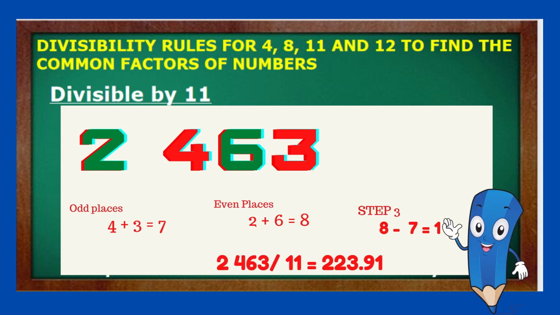Next, 2,463. Ang ating odd places ay 4 at 3. 4 plus 3 is equal to 7. Ang ating even places ay 2 at 6. So, 2 plus 6 is equal to 8. So, 8 minus 7 is equal to 1. Therefore, 2,463 divided by 11 is equal to 223.91. Therefore, 2,463 is not divisible by 11.